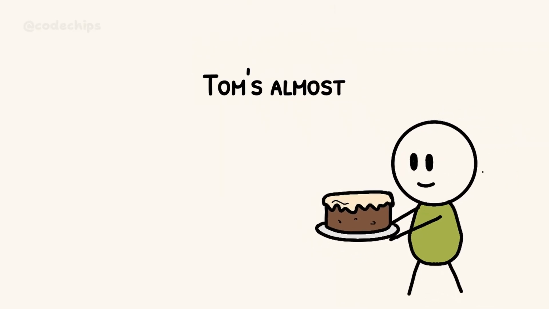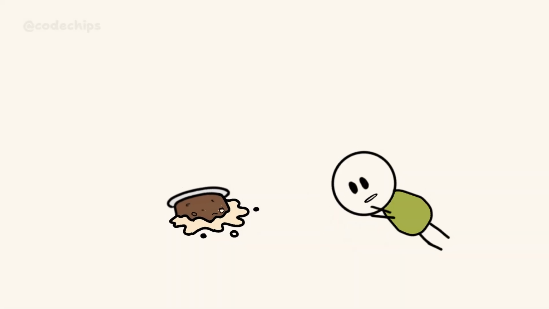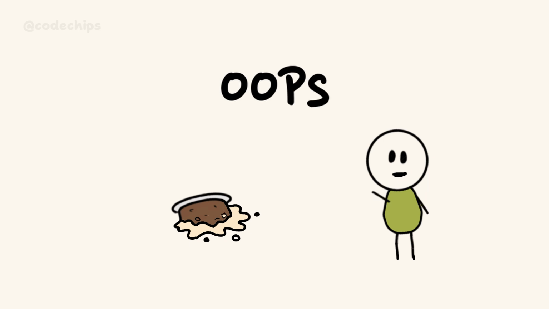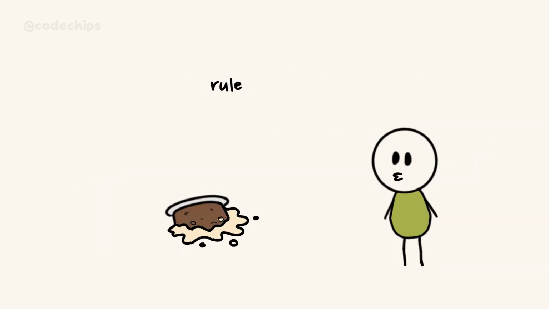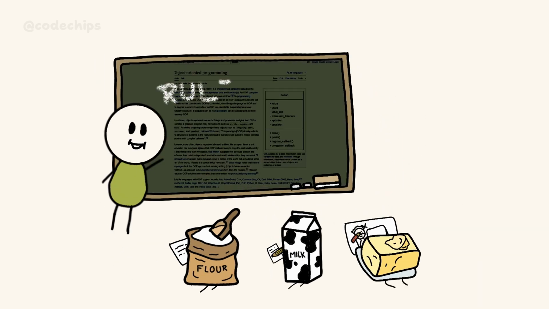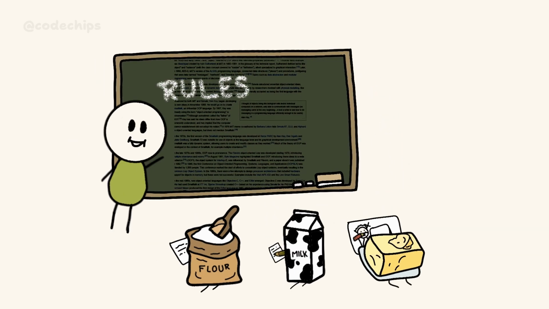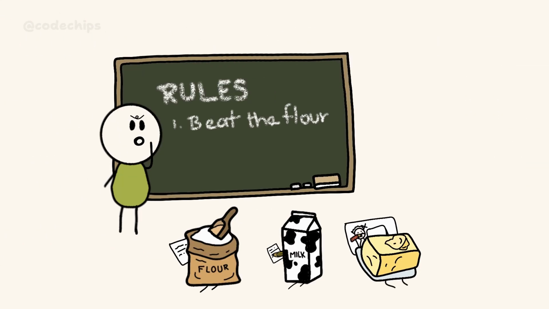Welcome to Tom's Almost Edible Cakes to learn OOPS fundamental concepts in programming. You see cake, you eat it. That's the rule. Speaking of rules, object-oriented programming is like running a chaotic bakery in an organized way with actual rules.